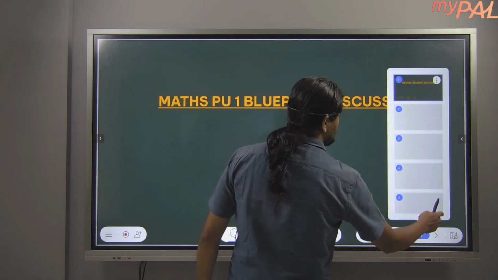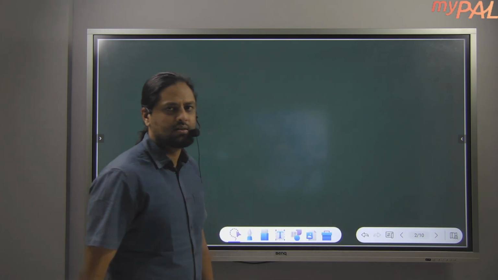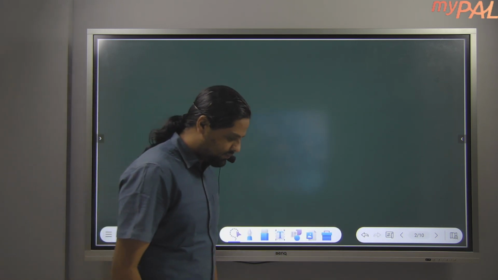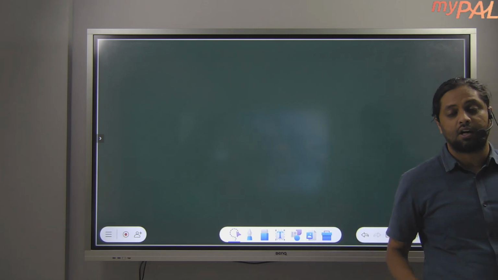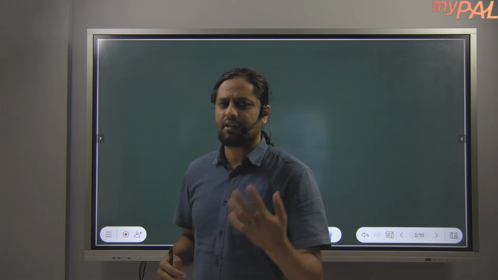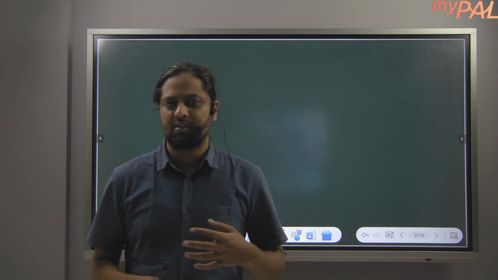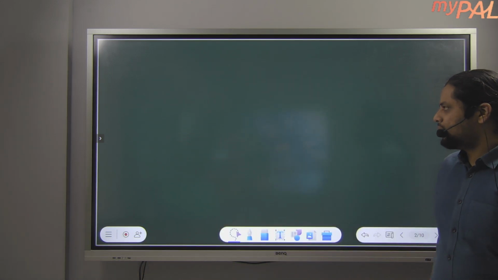So before going to it, I'll just throw some light on what Sir discussed. In the previous session, physics sir discussed how we face the examination, how to attempt the answer script so that we try to achieve the maximum number of marks. Correct? So I'll throw a little bit of light on that and then go on to the math subject.